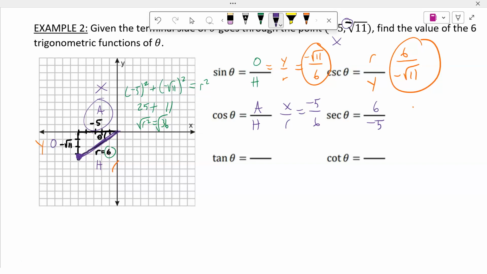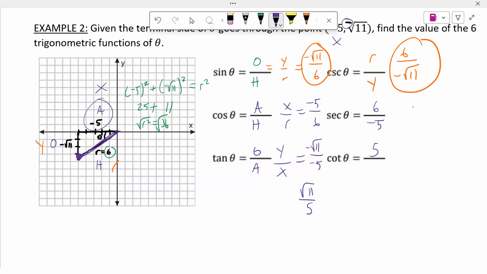And last but not least, tangent originally was O over A. Now we're going to change that to opposite, which is y, over adjacent, which is x, distance from left to right on the coordinate plane. But long story short, what you really care about is the actual numbers. So I'm thinking O over A is going to be -√11 over -5, which actually changes it to +√11 over 5. And the same thing is going to come true for cotangent.